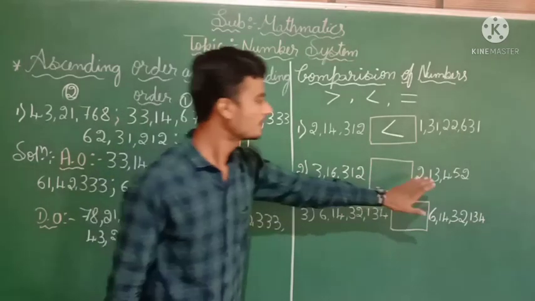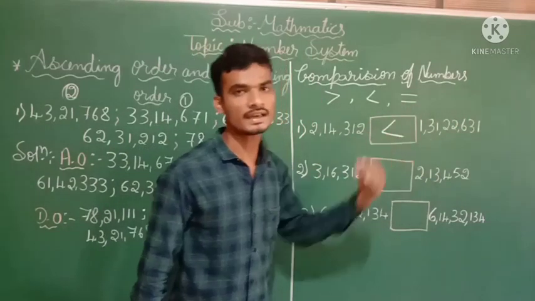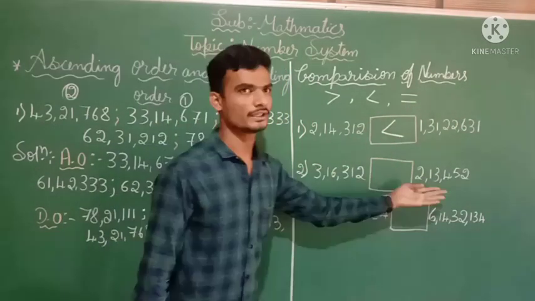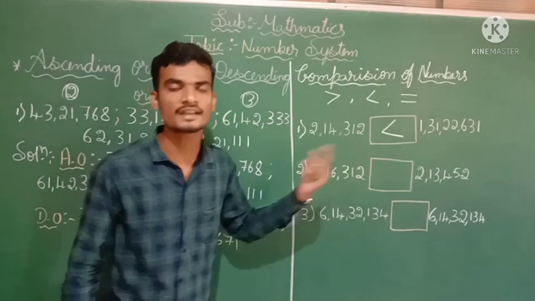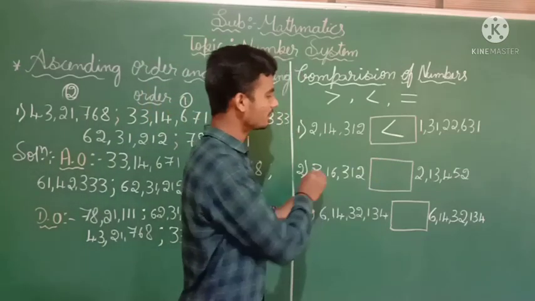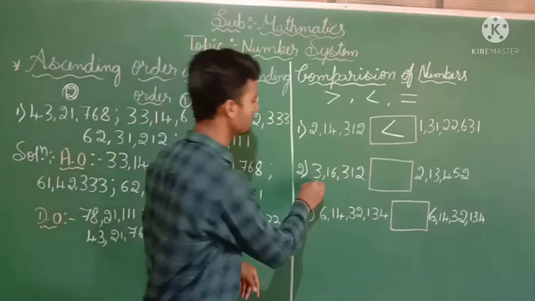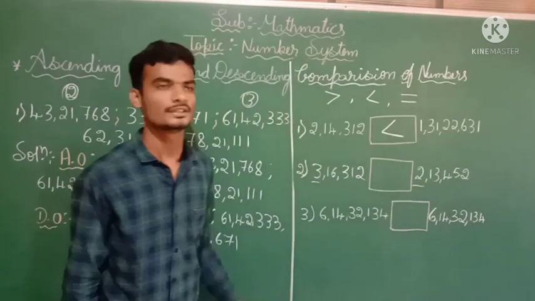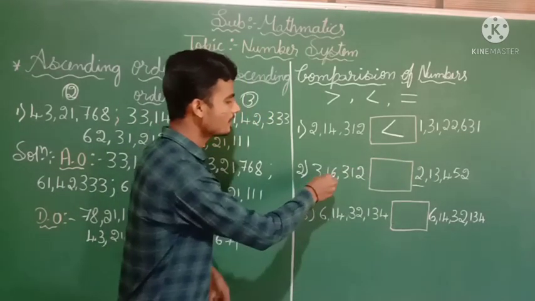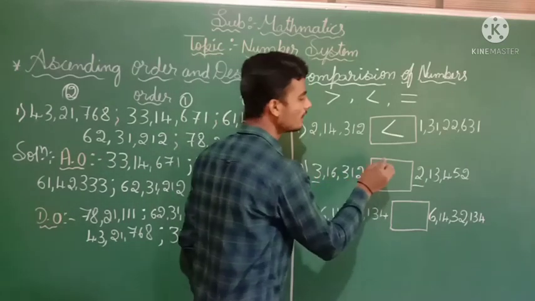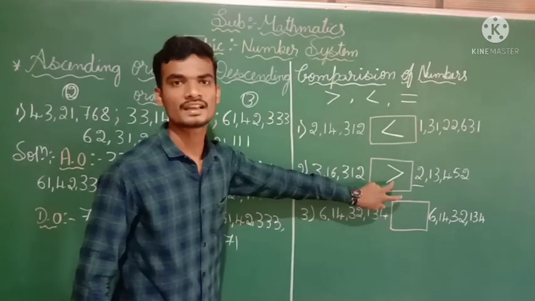That is 3,16,312. Next 2,13,452. Now which is smaller, which is greater? See the numbers carefully. You have to observe the numbers carefully, then you can decide which is smaller and which is greater. Now 3 is greater. First digit you see 3. Here is a 3 and here is a 2. So 3 is greater than 2. So you have to write 3,16,312 is greater than. This symbol indicates what? Greater than.